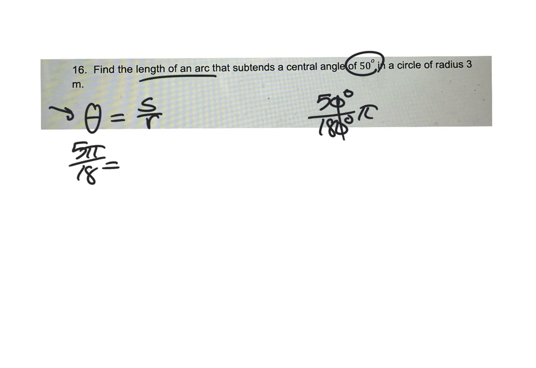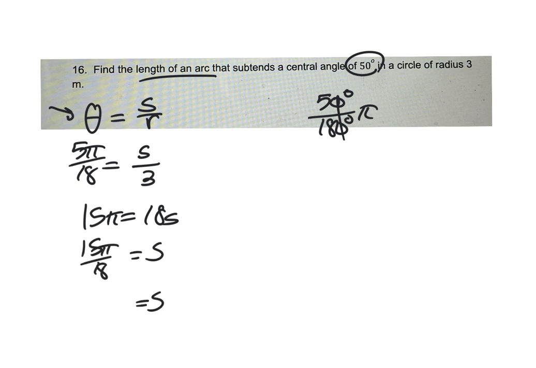I'm looking for the arc, which is S. The radius it says is 3. I'm going to cross multiply right here, make that 15 pi and 18s. If I divide by 18, I get 15 pi over 18. Reduce that, and you get 5 pi over 6. And you can punch it in your calculator if you want to. And actually, that should be meters right there.